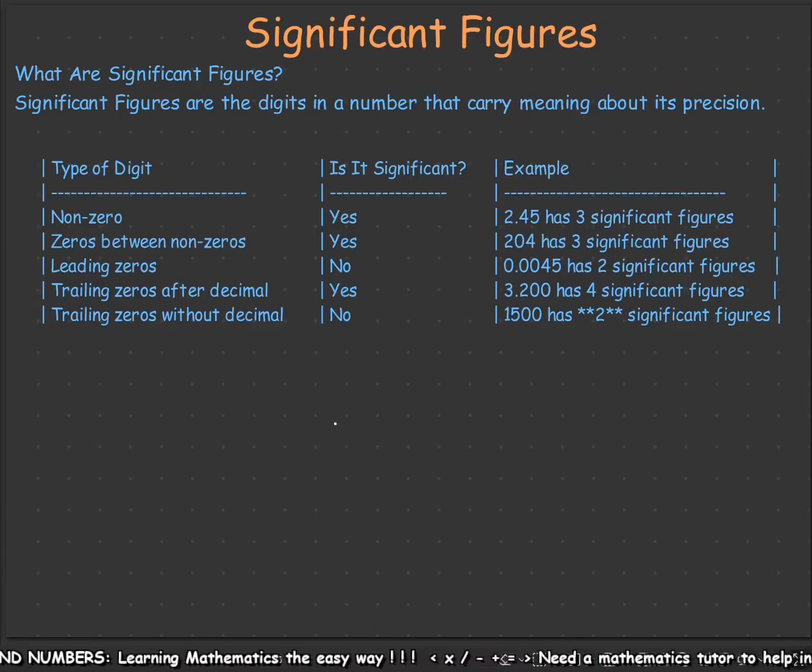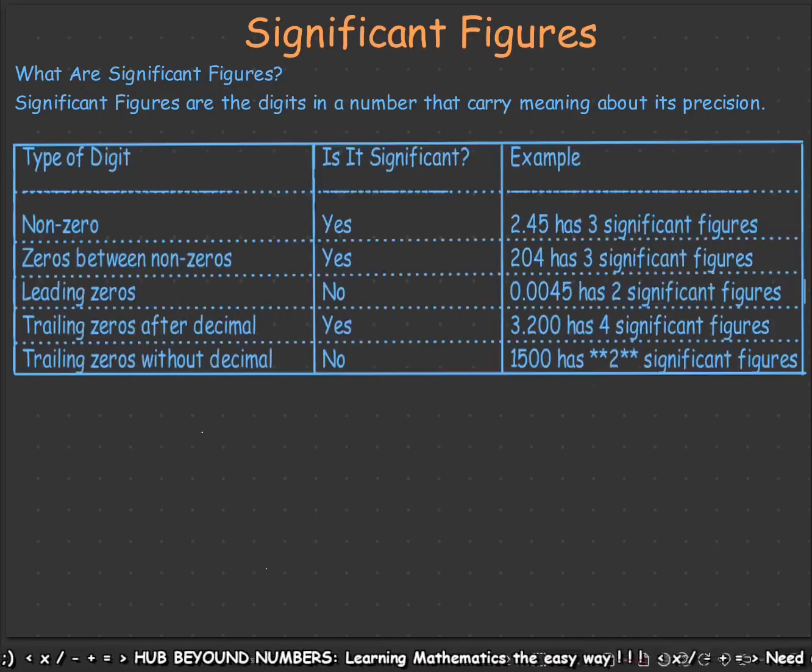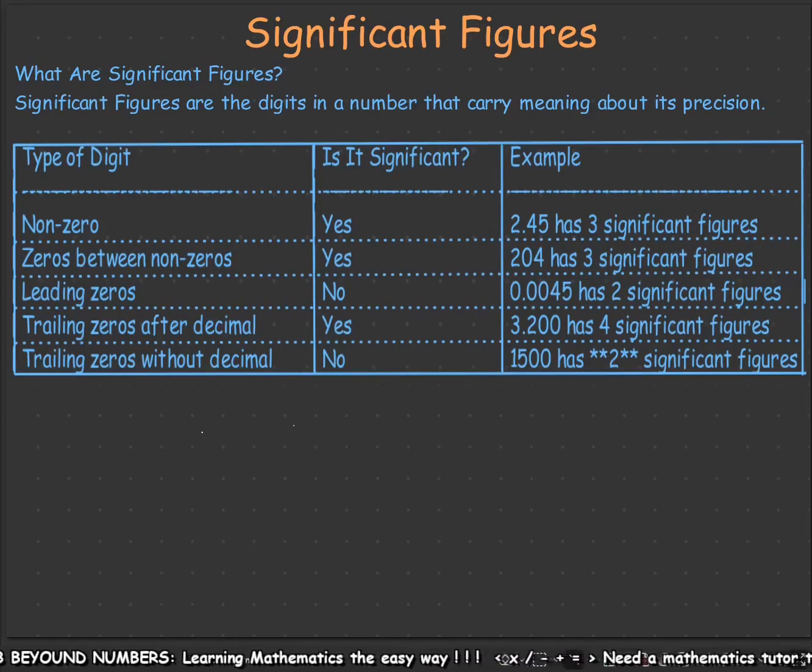So for the very first one here, we are talking of non-zero digits, as I said earlier on. Non-zero digits are always significant. So far as the number is a non-zero digit, it is significant. I think this table is much clearer. So every non-zero digit is significant, and as I said earlier, a non-zero digit refers to any number that is not zero.